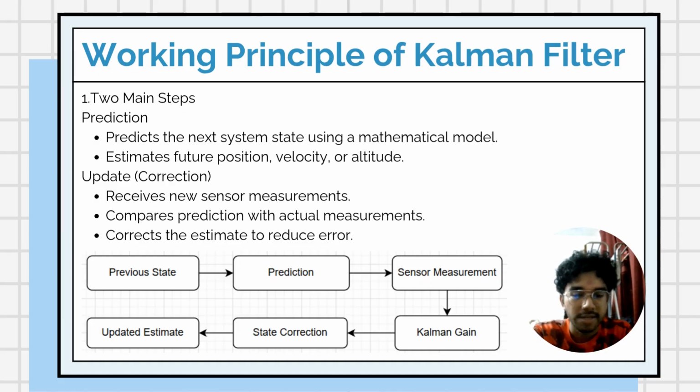Then in the update step, the filter takes the actual sensor measurements and compares them with the predicted value. If there is a difference, it will adjust the estimate to reduce the error. The key idea is that the filter decides how much to trust the prediction and how much to trust the measurements, depending on their uncertainty. This balance is what makes the Kalman filter very powerful in real-life systems.